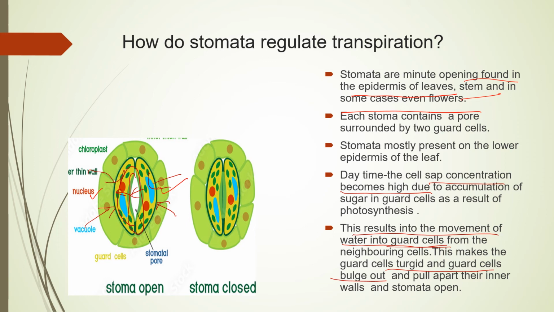So what happens when this pressure falls? These guard cells become flaccid. When the pressure falls, when the water moves from inside the guard cells to the outside, this happens at night when the cell sap concentration is low, because the photosynthesis has already stopped. There is no accumulation of starch or sugar in the cells. So as this turgidity reduces, as soon as the guard cells are becoming flaccid, this opening is closing.